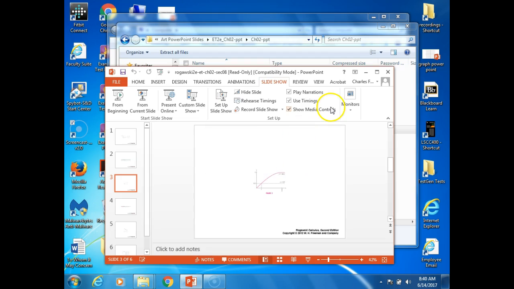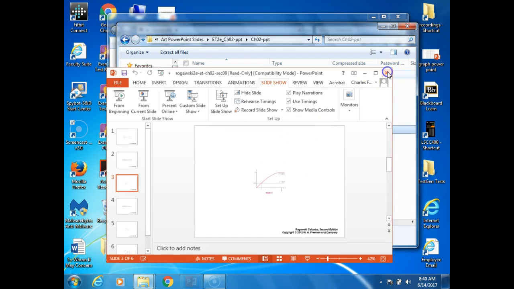That finishes the slideshow for 2.8. Let's move on to 2.9. Any questions on 2.8?